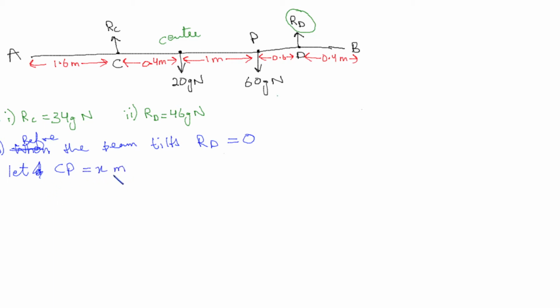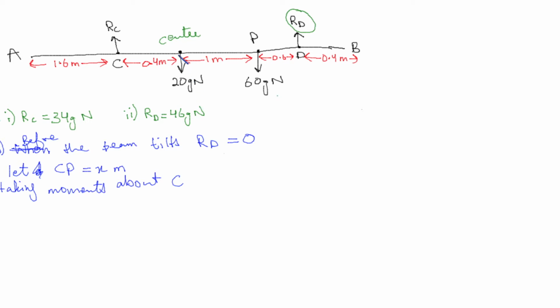And keep in mind that the answer that we get for X will not be the final answer, because that will be the distance of P from C. It will not be the distance that P has traveled from its original position. So we will have to do a few subtractions, etc., to find the final answer which they're asking, okay? Now, what I'm going to do is write down that taking moments about C.